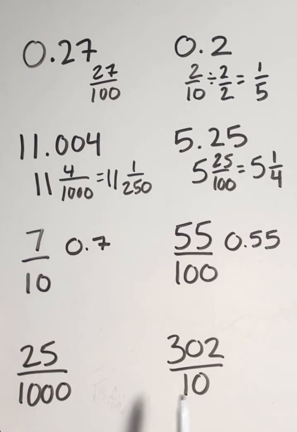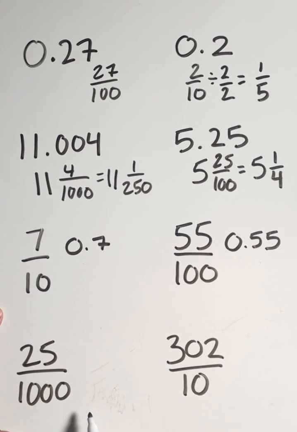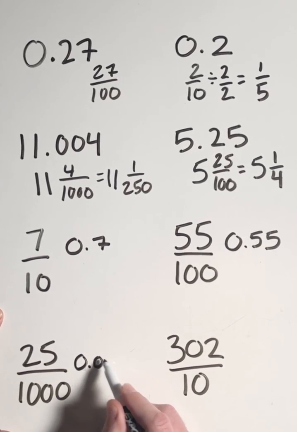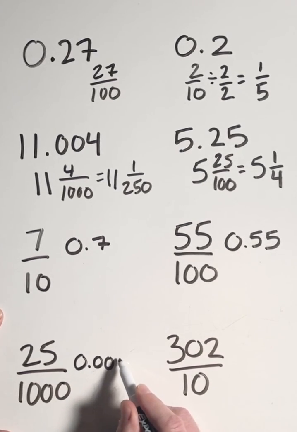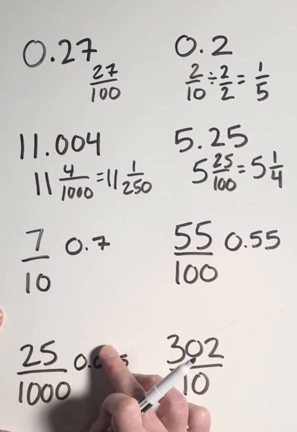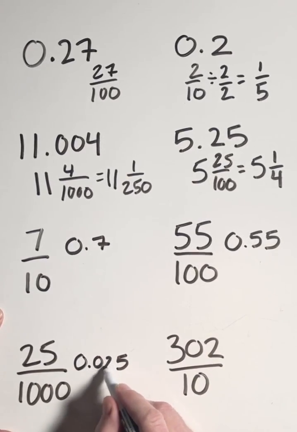Now here we have 25/1000ths. That means the 5 needs to go in the thousandths column. So I have 0 and I have tenths, hundredths, thousandths. So I would put the 5 in the thousandths column and then realize that the 2 needs to precede it.